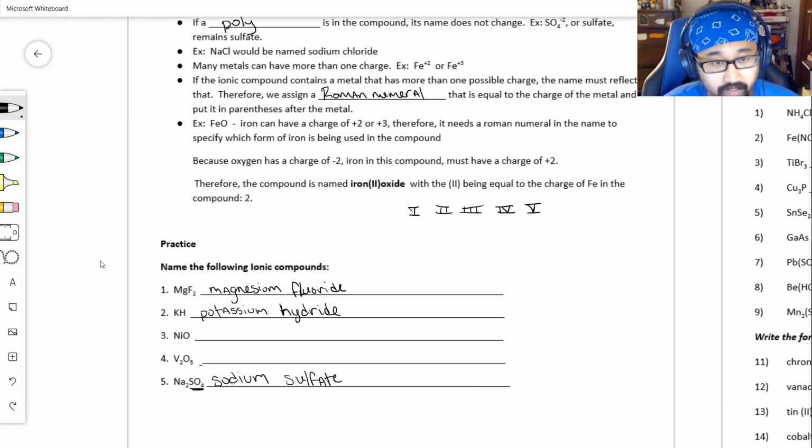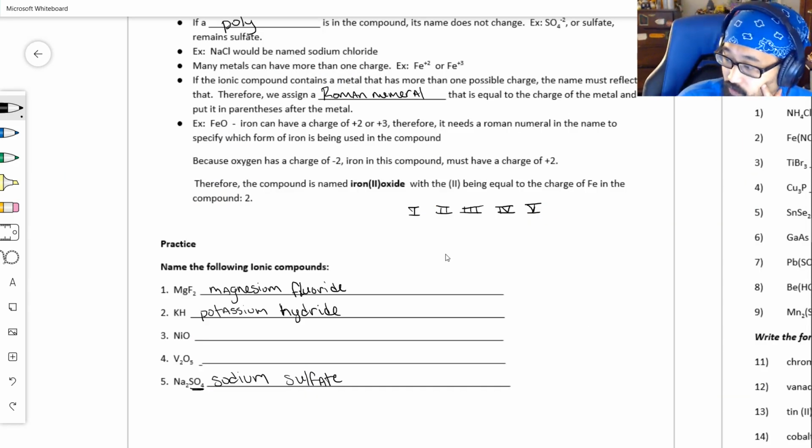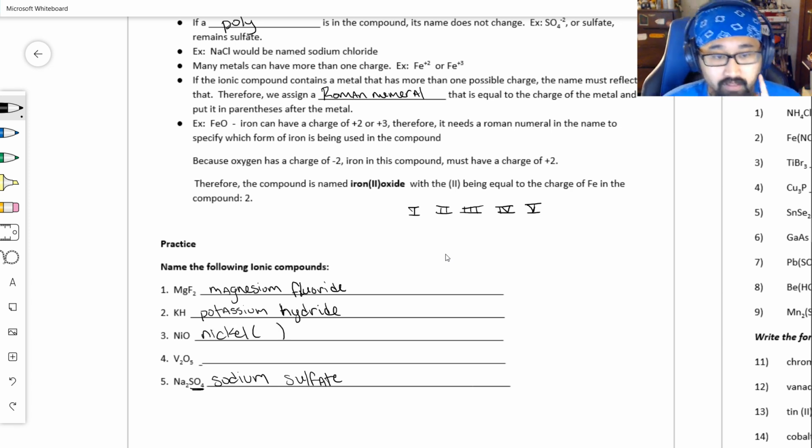Right. Now the difference between these and number 3 and number 4 is that 3 and 4 have metals that contain more than 1 charge. So if I look at number 3, look at NiO. Ni, nickel, is right here, and it has more than 1 possible charge. So what I do, personally, when I'm writing the name for this, I write the metal, I write nickel, then I leave myself parentheses that I know I'm going to fill in soon, and I finish the rest of the name.